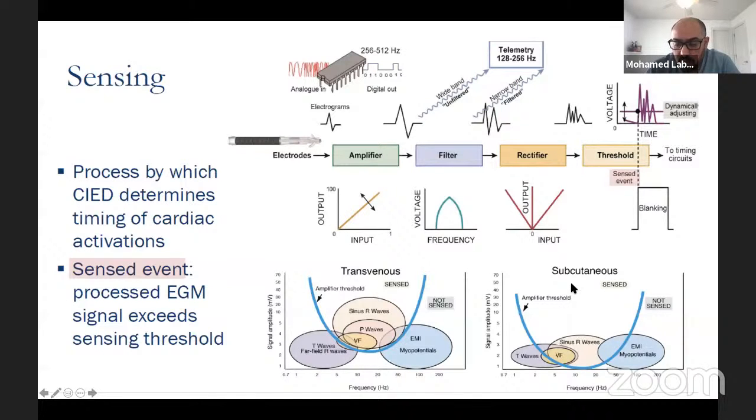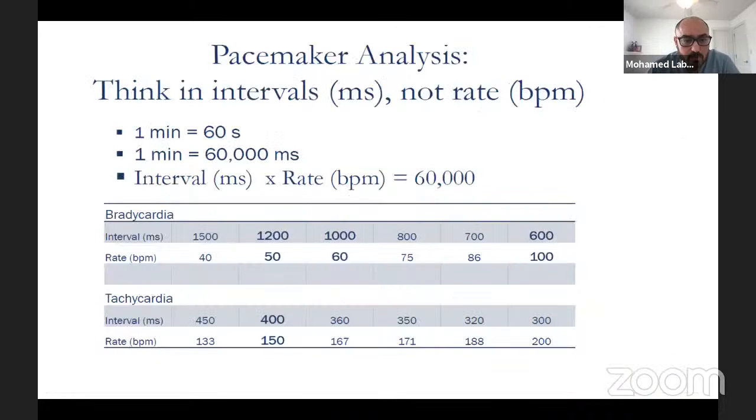For subcutaneous ICDs, it's the same concept, and because it's subcutaneous, you don't have a lead inside the heart, so you run into issues of oversensing. You can see T-wave oversensing is a problem with subcutaneous ICDs. The point of this slide is that sensing is an important function of the pacemaker. When you sense an event, you adjust your algorithm, and the device makes decisions based on sensed events. Remember, pacemaker intervals are based on milliseconds, so we convert rates to milliseconds.